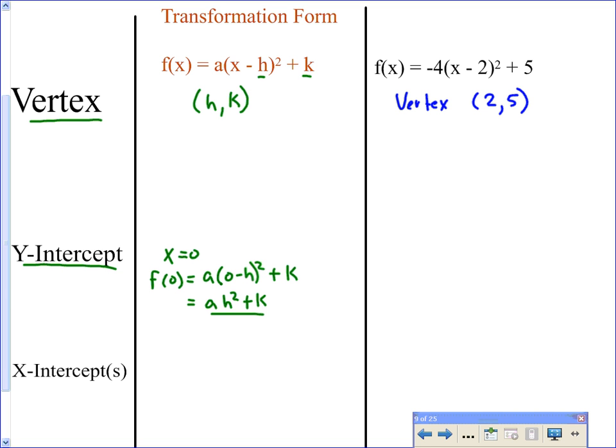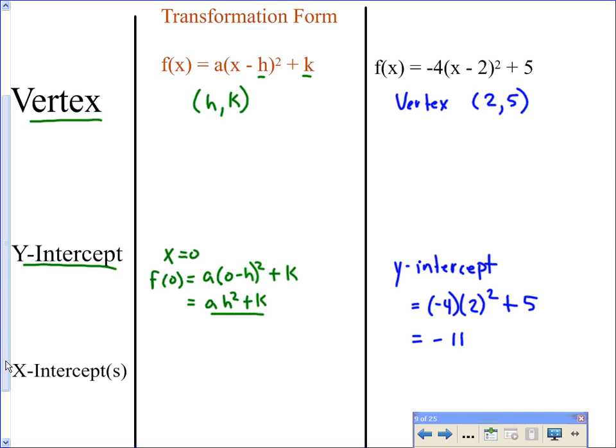So if I use that formula over here in my real example, I've got the value of a, so my y-intercept is going to be a, which is -4, times h squared, and in this case h is 2, plus my k, which is 5. And that will give me -11. All right, so -11 is my y-intercept there.